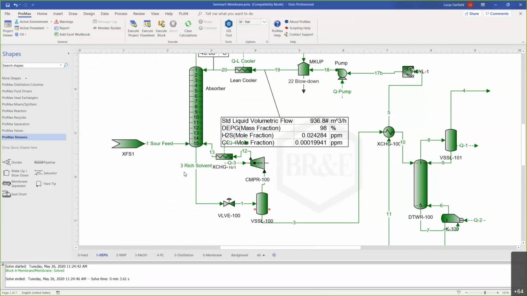But overall, it's a lot like simulating an amine unit. If you can simulate an amine unit, you can certainly simulate physical absorption. ProMax does a very, very good job with all of these. The key point to remember is you've just got to make sure you have the right property package. That's going to be the polar version of the equation of state. And then you set it up like you would any other simulation.